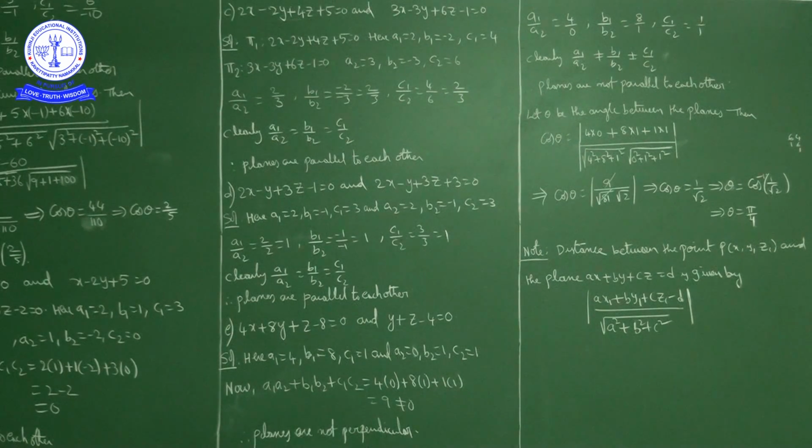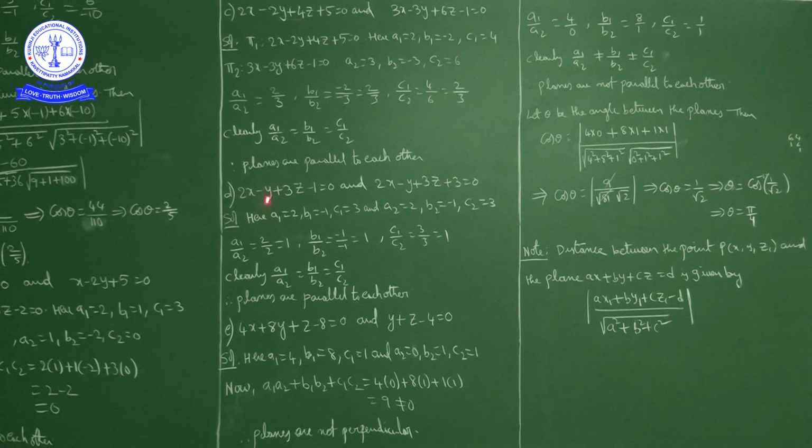Now if we observe here, a1 by a2 is equal to b1 by b2 is equal to c1 by c2, which is equal to 2 by 3. So clearly a1 by a2 is equal to b1 by b2 is equal to c1 by c2. So the given planes are parallel to each other. If a1 by a2 is equal to b1 by b2 is equal to c1 by c2, then the two planes are parallel to each other.